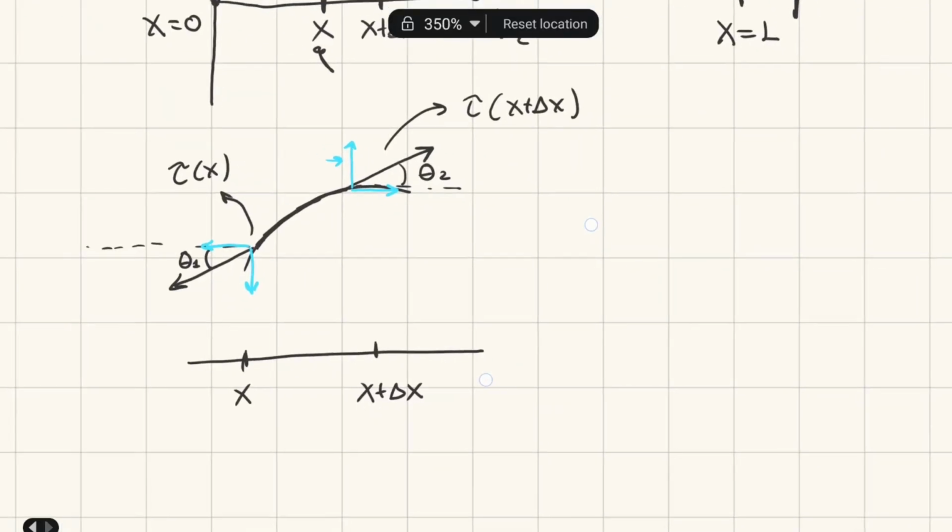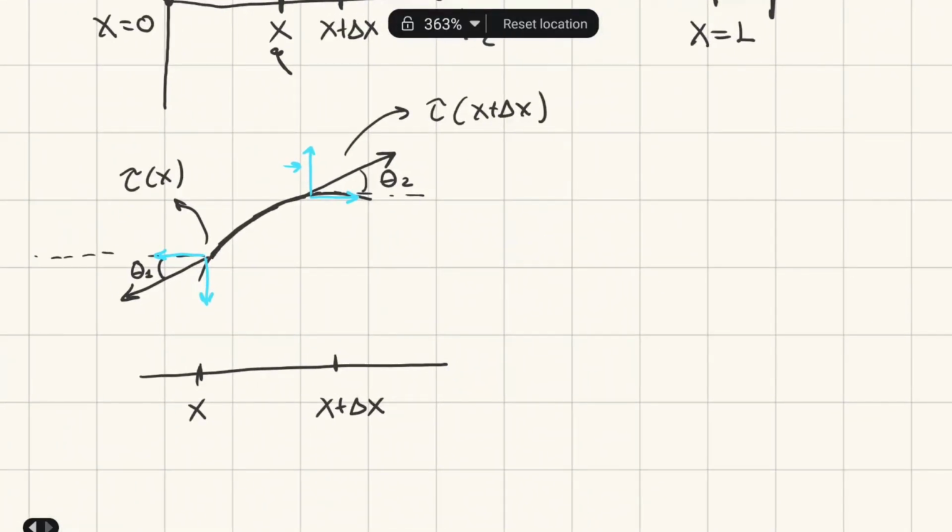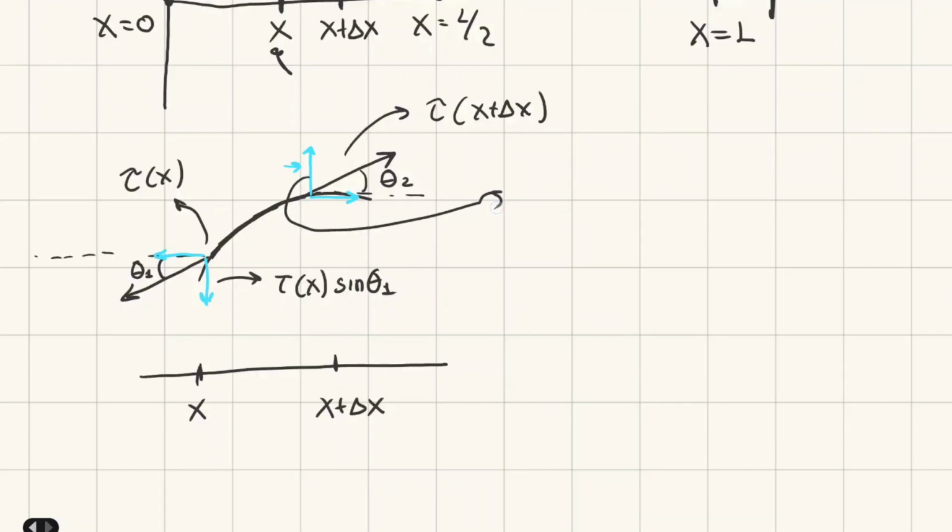Perfect. So the y components of these two strains will be, this one over here is tau of x sine of theta 1. And then from here, we will have that this is equal to tau of x plus delta x times sine of theta 2, right? As is easy to notice.